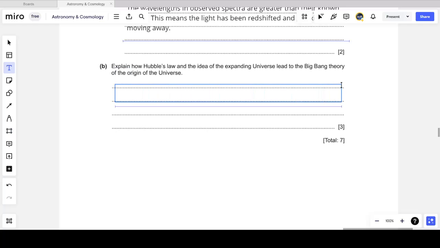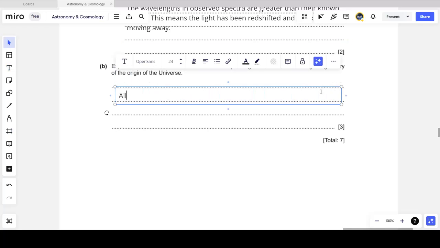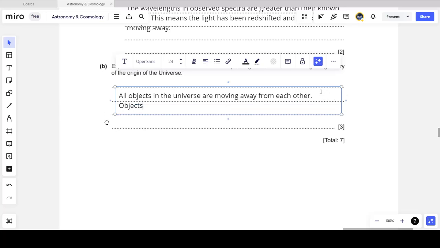So again, how do I say this in words? I can say that all objects in the universe, most important point, are moving away from each other. Again, it's not just us that are special and everything is moving away from us, but everything is moving away from each other. And what we know is that objects at a greater distance are moving faster. Greater distance, I can also say recede faster.